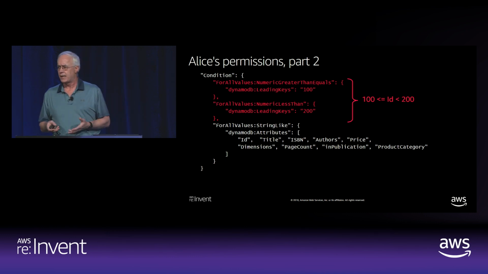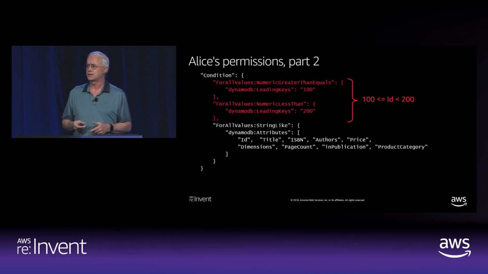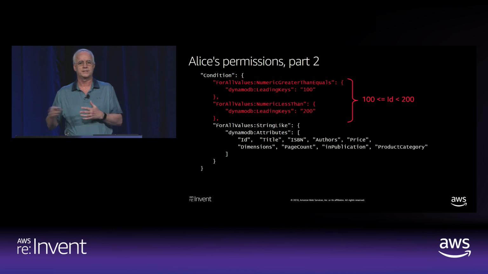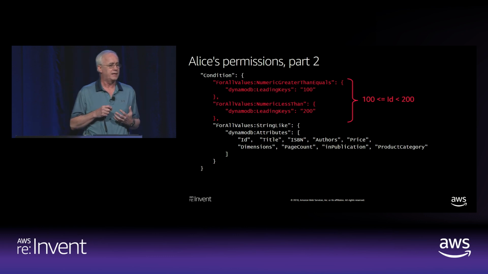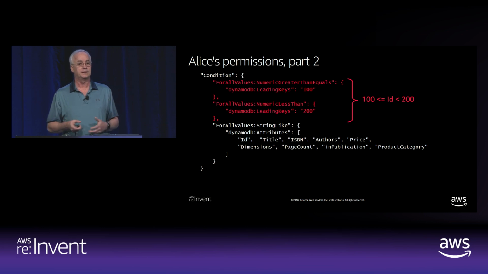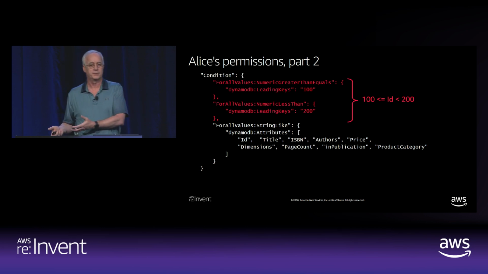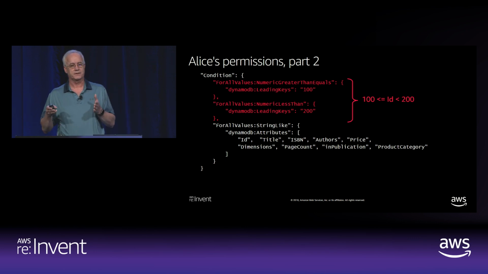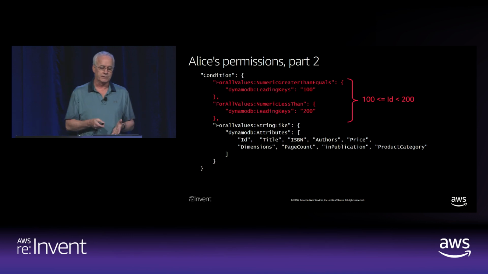The reason I use numeric, the other option I could have used is string-like, and said string-like 1 star. The issue with string-like 1 star is that if later I add another product that's 1,000 and 1,001, then string-like 1 star would also grant permissions to that product as well. I'm trying to be very specific for IDs numerically between 100 and 200, and so I wrote this value.